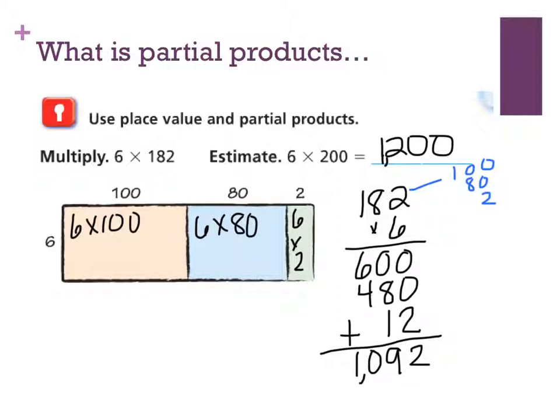Now, if I look back at my estimate of 1,200, it's higher than my actual answer. But then, the number I rounded to is also higher than the number I really multiplied by. Therefore, my answer is reasonable because it makes sense that since the number I multiplied for my estimate is higher, my estimate would be a little bit higher.